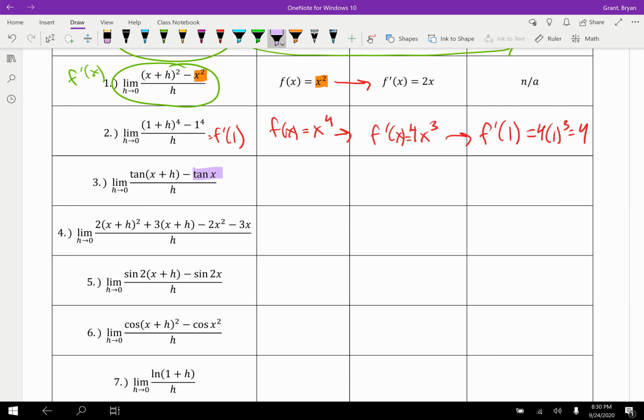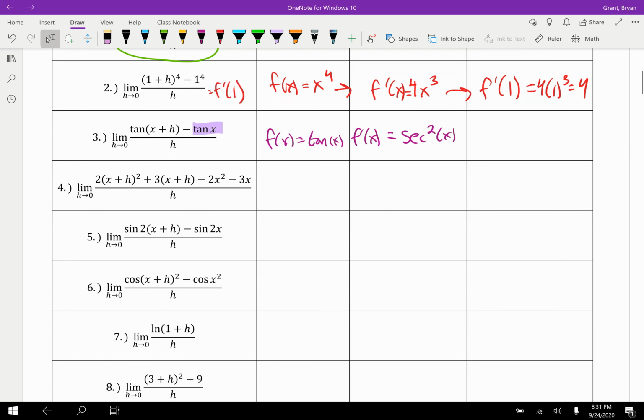That might be the case right here, right? You're like, well, I know f of x is tangent of x, but how am I supposed to know the derivative? Well, you're supposed to know the derivative because you need to have all your trig derivatives memorized. That's secant squared of x. Try the rest of this page, check your solutions on Teams, and then whenever you're ready, unpause and we'll move to the second page.